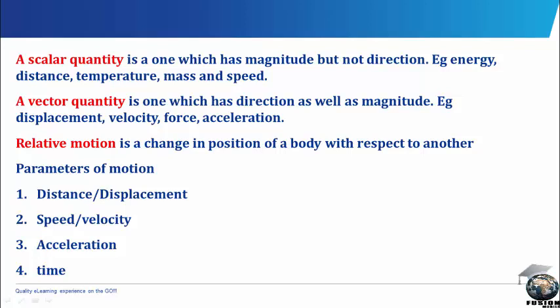Scalar quantities are those quantities that have only magnitude or size but no specified direction. Example: energy, distance, temperature, mass, speed, etc. While a vector quantity is one which has direction as well as magnitude. Example: displacement, velocity, force, acceleration.